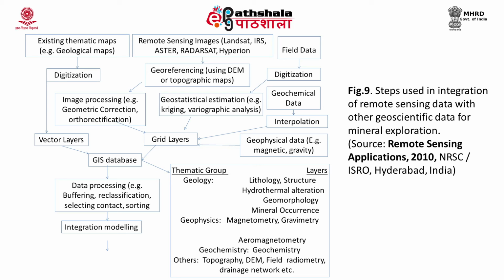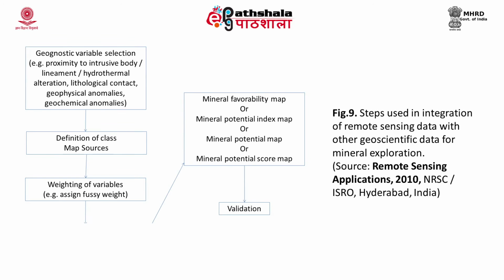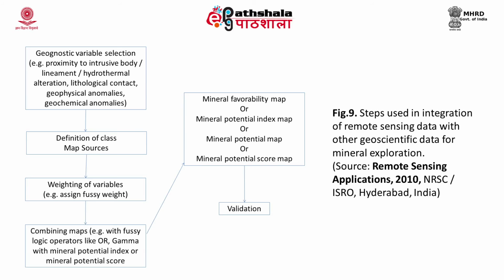This GIS database will further go for the data processing, where we can classify the information, like buffering, reclassification, selecting contacts, sorting out different features, and then we can integrate. Once we do the data processing, then we can go for the integration modeling. Once the integration modeling is done, then we will go to the geognostic variable selection.